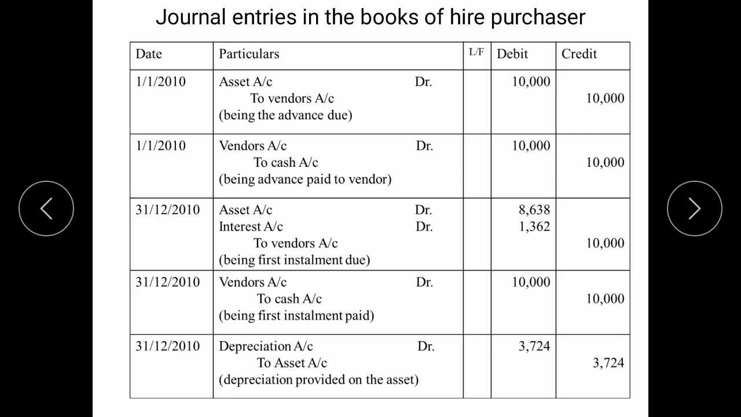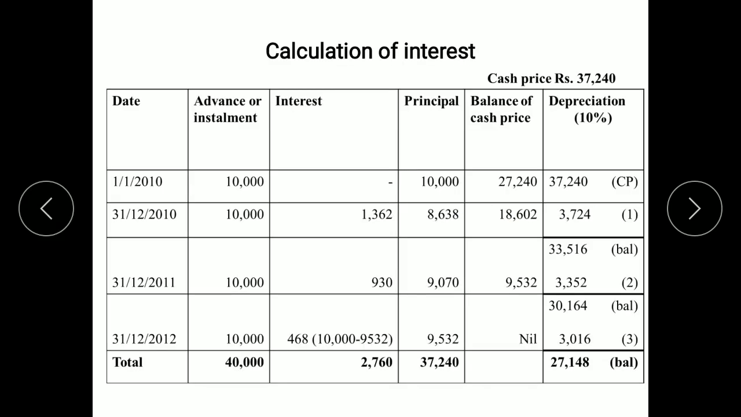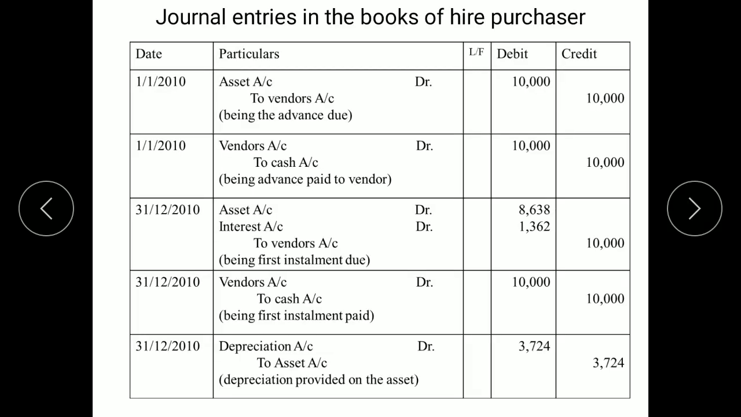Then at the end of the year, the installment amount becomes due. So the journal entry is asset account debit with the amount of principal. See here the principal amount. So we are taking the principal amount over here. Interest account debit with the amount of first year's interest to vendor's account, that is total installment amount. The first year's installment 10,000.